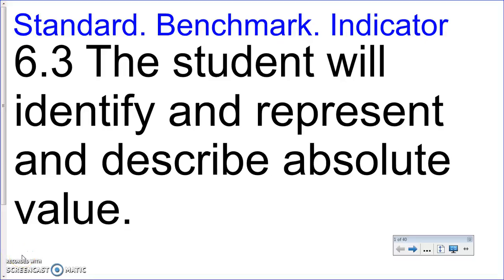Today we are looking at integers and absolute value. Please copy the standard benchmark indicator on a clean page in your math notebook. The student will identify and represent and describe absolute value.